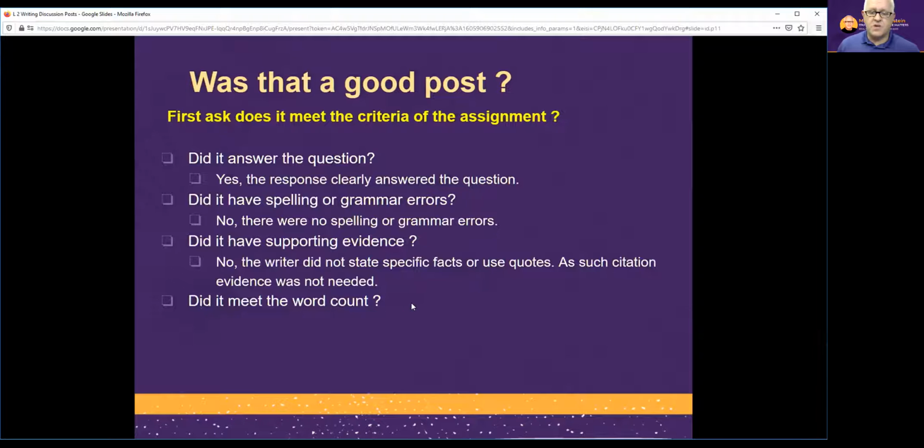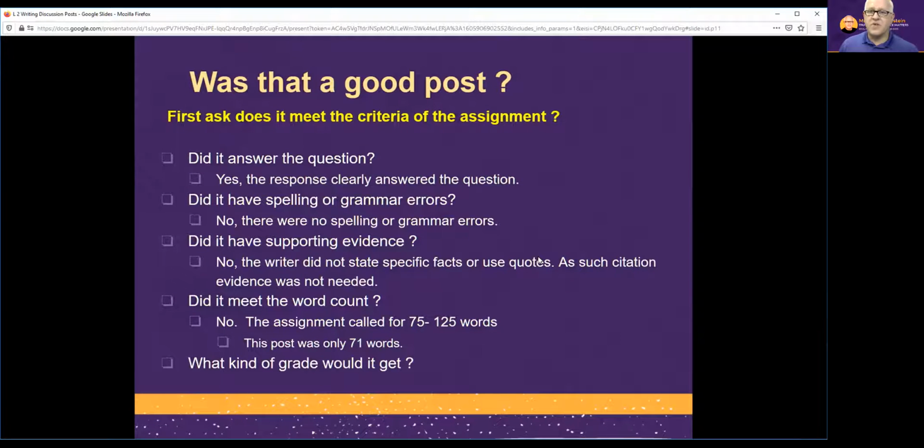Did it meet the word count? No, the assignment called for 75 to 125 words. 71 words does not meet the requirement. This post was only 71 words. Now you might be saying, well, 71, 75, that's not a big difference. Yeah, it is, because it did not meet the criteria of the assignment.